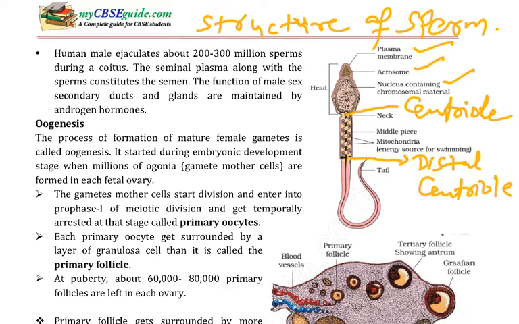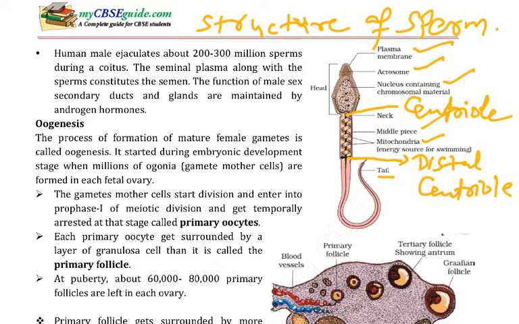This is known as the mitochondria, which provides the energy for the movement of the tail region. So this region containing two centrioles and a mitochondria is known as the middle piece. Followed by this, we have a long tail-like structure which is partially covered with the plasma membrane, but the end is not covered with the plasma membrane.